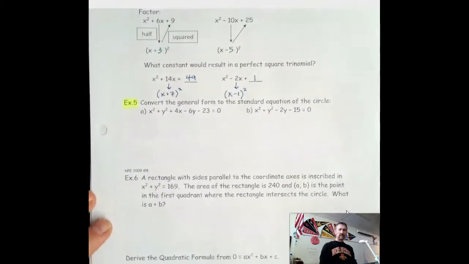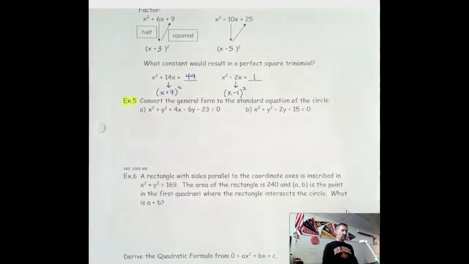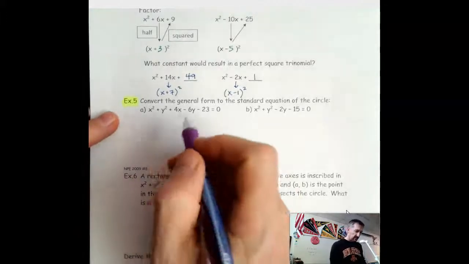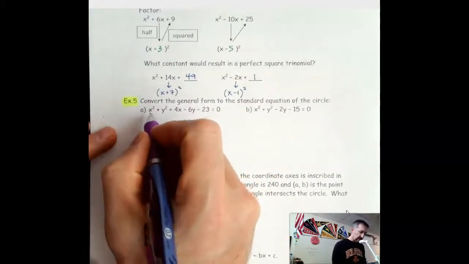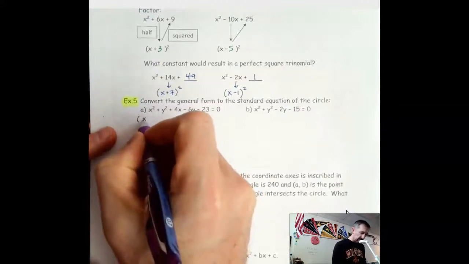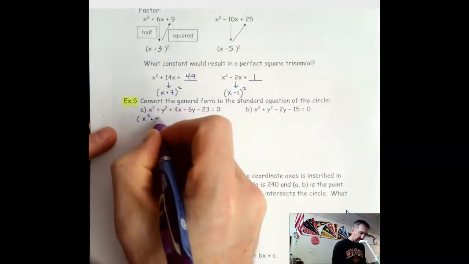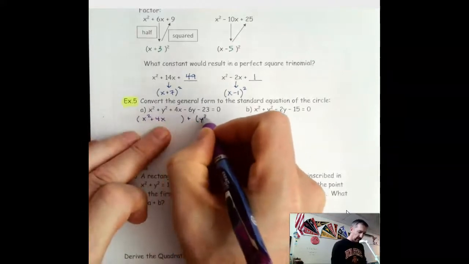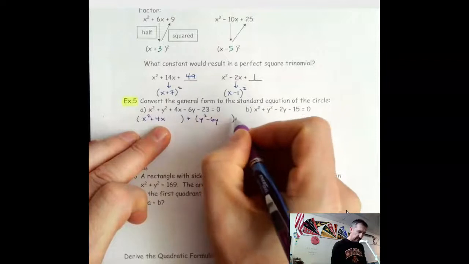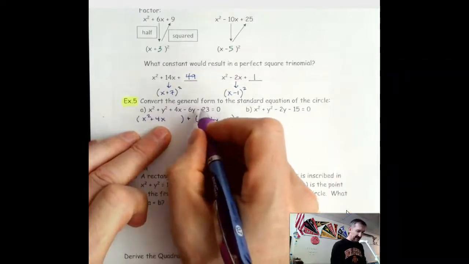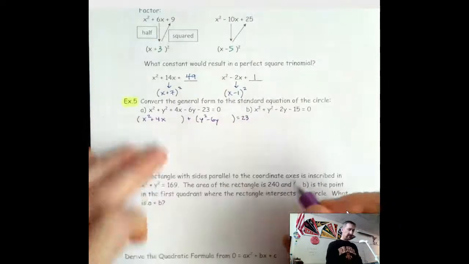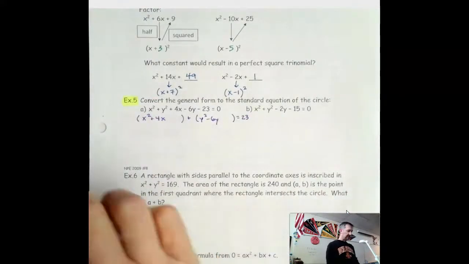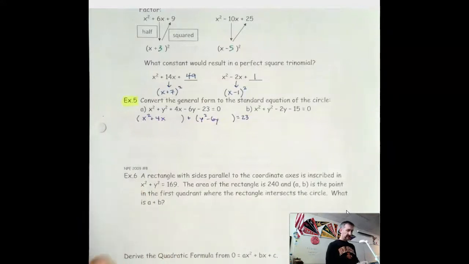So we want to convert these to standard form where we can see the center and the radius. The first thing you want to do is organize your variables. So we're going to put x squared plus 4x together, and we're going to put y squared minus 6y together. And then we're also going to add the 23 to the other side. Okay? So that, I think, should be fairly clear first step there.